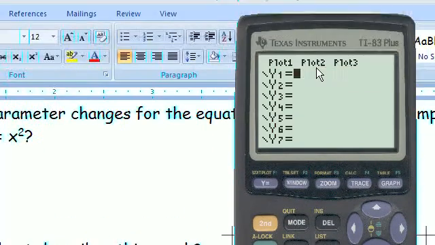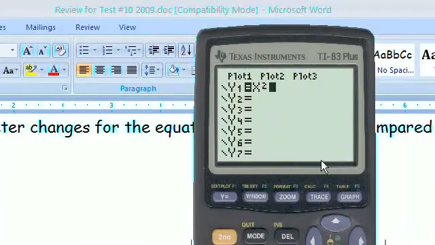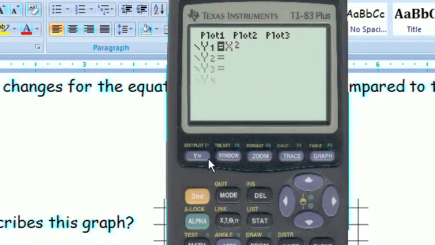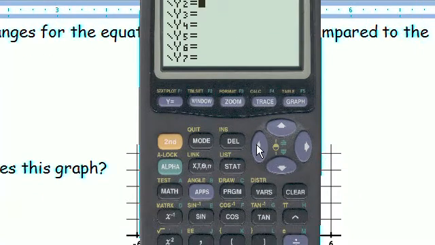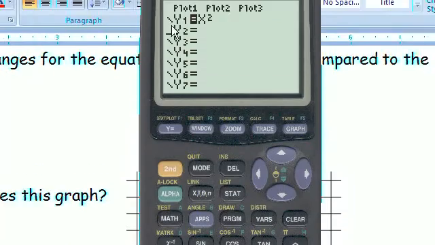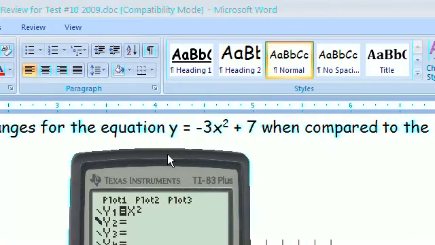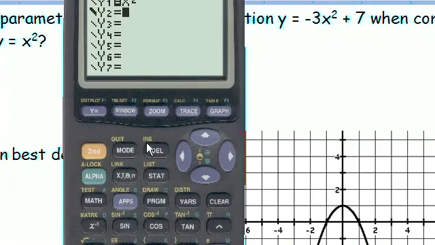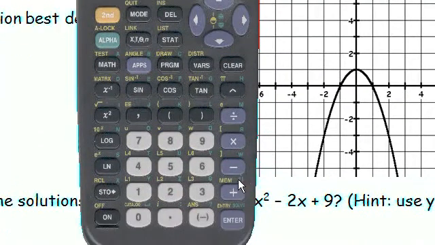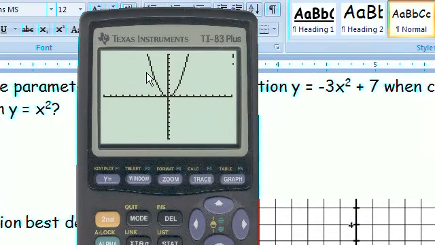So I'm going to type in our parent function, which is x squared. You can see it come up on the screen there. Let's graph that. Okay, there's x squared. And for demonstration purposes, I'll make that line bold. Our new function is going to come in bold. And I'll type in negative 3x squared plus 7. Then I'll hit graph, and let's see what the differences are.